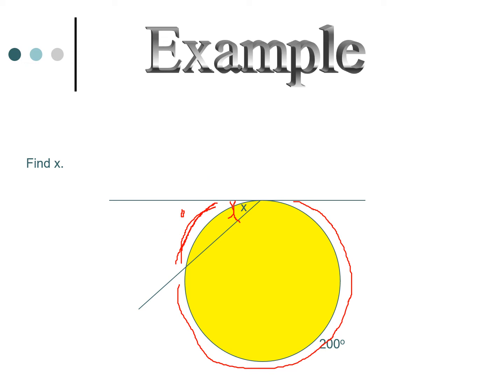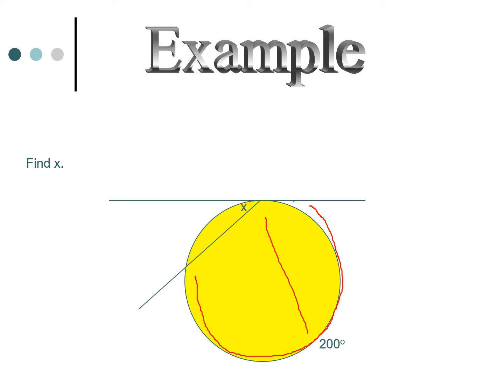Let's do another way. Start off the same. We know the arc is 200 degrees, which means that this angle in here is 100 degrees. It's half of the arc. And then these two together from the very first week of school, these two are a linear pair, which means they have to add up to 180. They make a straight line. So x is still 80. All right, both ways will give you the right answer.